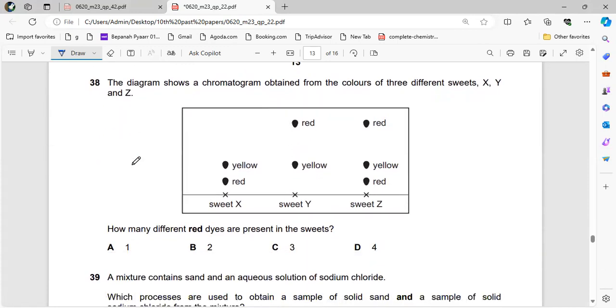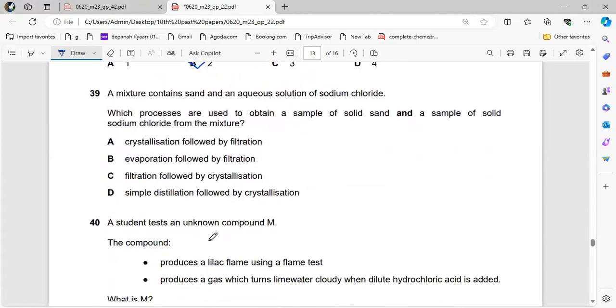So option A is the correct one, where we will use a balance to measure powdered calcium carbonate and a burette to measure HCl. The diagram shows a chromatogram obtained from the colors of three different sweets X, Y, and Z. How many different red dyes are present in the sweets? So we have here red, yellow, two dyes present. We have this one red, which is again present in sweet Z also, and we have another red which is at a different height. So we can see we have only two types of red dyes. So option B is the correct one.